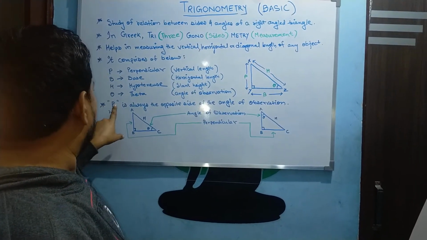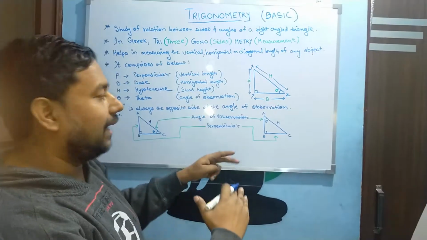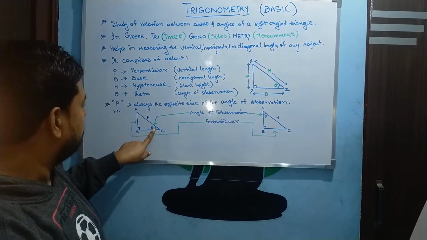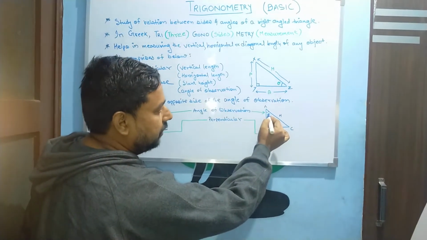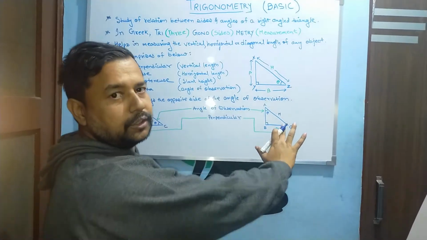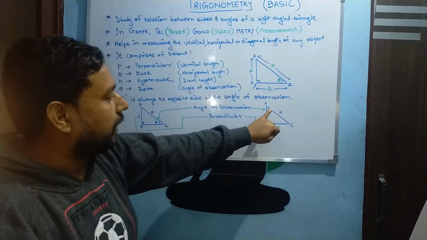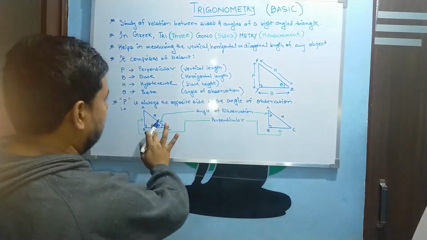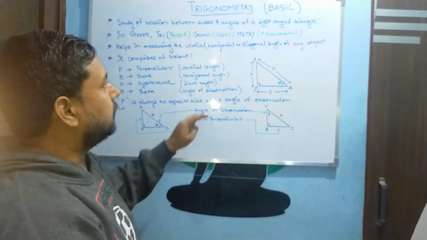Last thing, as you can see, P means perpendicular. It is always the opposite side of the angle of observation. Means if this is your angle of observation, your perpendicular will be this, and if your angle of observation is this, then your perpendicular will move from here to here. So you are not going to get confused with this. Simple, you can see angle of observation is given, accordingly the perpendicular. Okay, this is the basic.